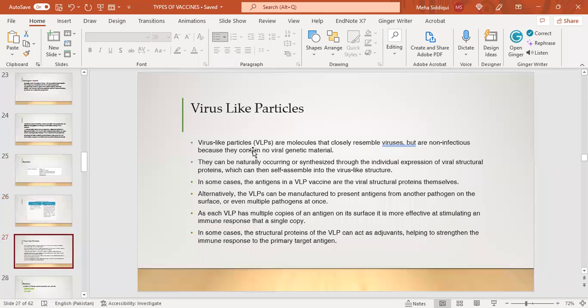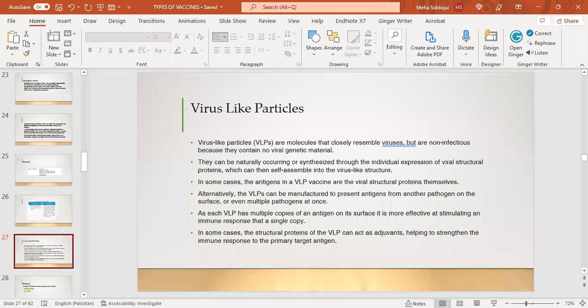Virus-like particles. This is another type of vaccine, made of molecules that closely resemble viruses but are non-infectious because they contain no viral genetic material. They can be naturally occurring or synthesized through the individual expression of viral structure proteins, which can then self-assemble into the virus-like structure. In some cases, the antigens in a virus-like particle vaccine are the viral structure proteins themselves, and alternatively, they can be manufactured to present antigens from another pathogen on the surface, or even multiple pathogens at once.